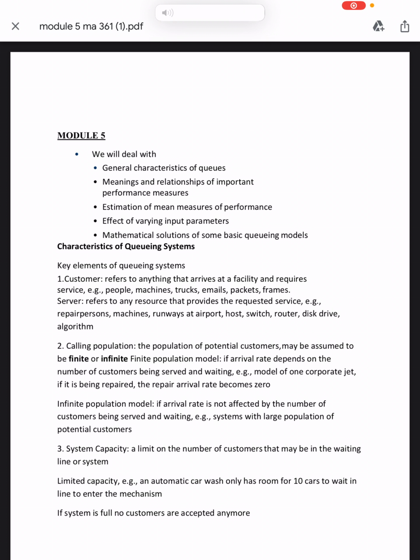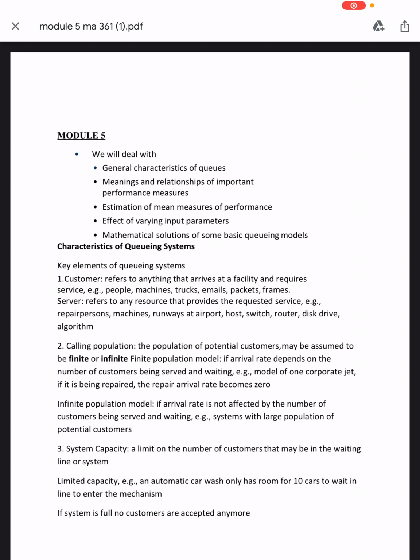Module 5. In this module we will deal with general characteristics of queues, meaning relationships of important performance measures, estimation of mean measures of performance, effect of varying input parameters, and mathematical solutions of some basic queuing models. First, characteristics of a queuing system: key elements of a queuing system.